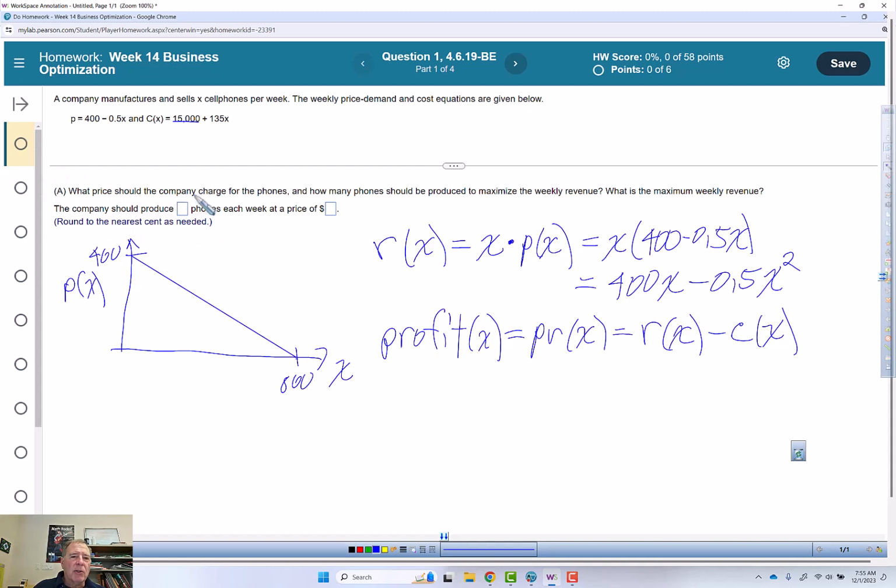So what price should the company charge for the phones, and how many phones should be produced to maximize weekly revenue? What is the maximum weekly revenue? The company should produce blank phones each week at a price of blank. So they hadn't really asked us what the revenue is, so that's going to be a follow-on question. Now I'm going to show you how to do it in the calculator.